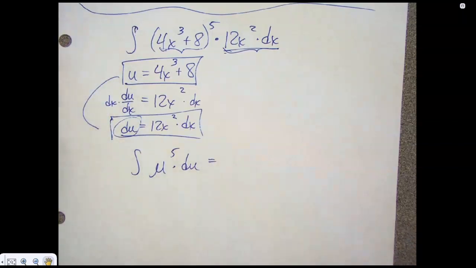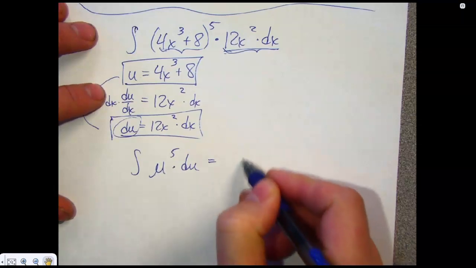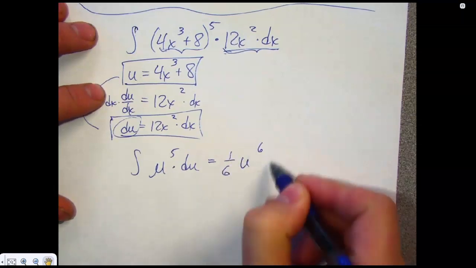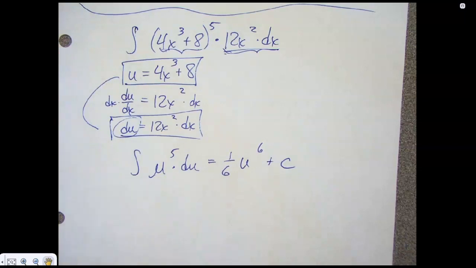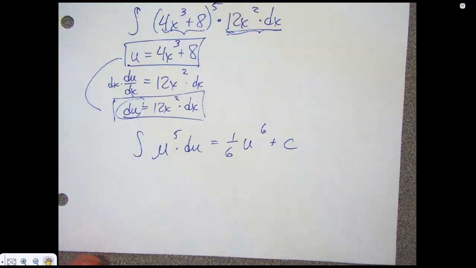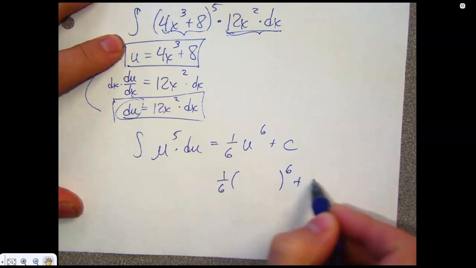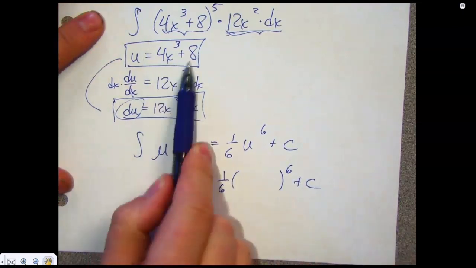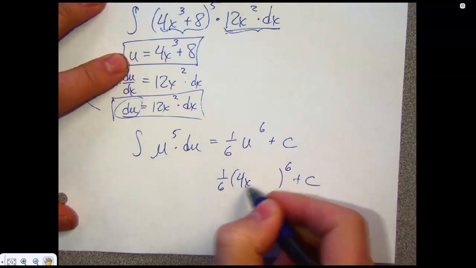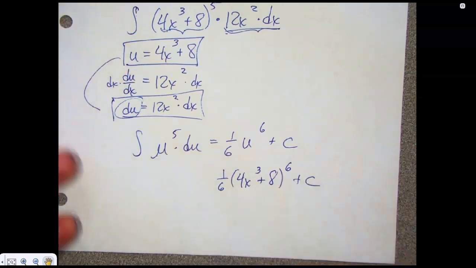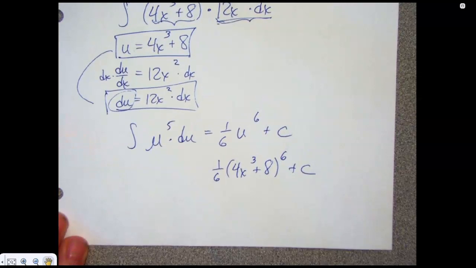What's the integral of u to the fifth? Well, I'm going to add 1 to the power, multiply by the reciprocal, put my plus c. But the question was presented to me with x's in it, so I need to get my answer with x. So now I just replace, like I put the x's back. So, what is u? Well, u was 4x to the third plus 8.